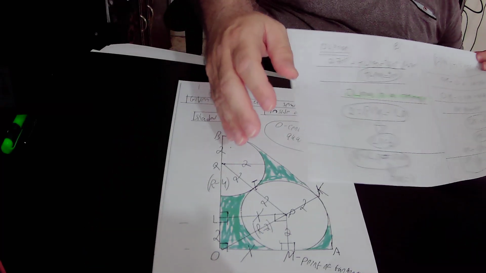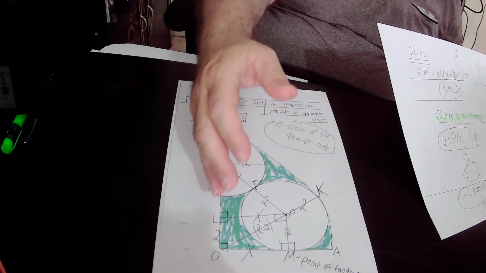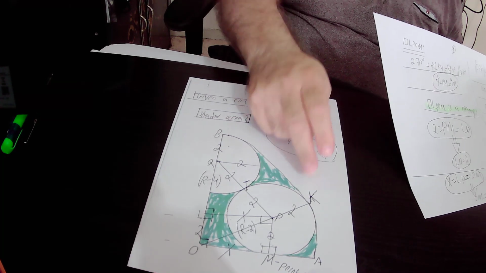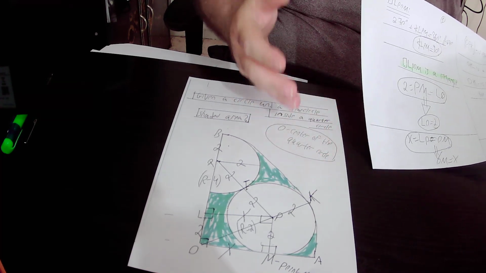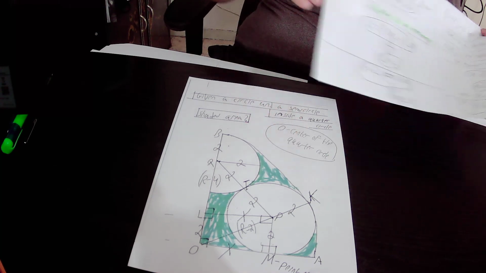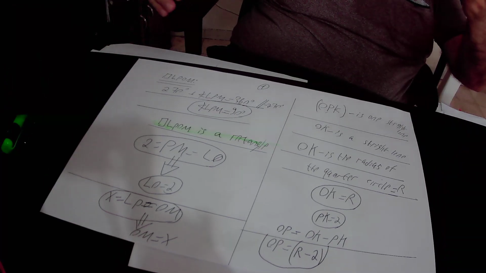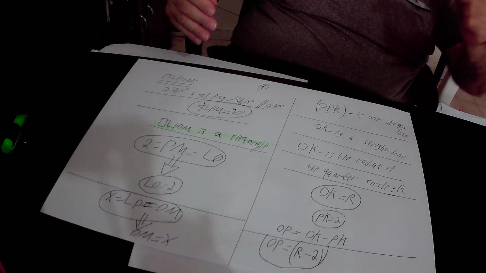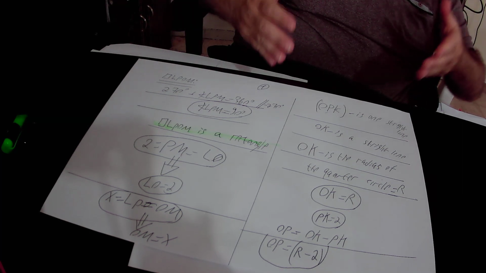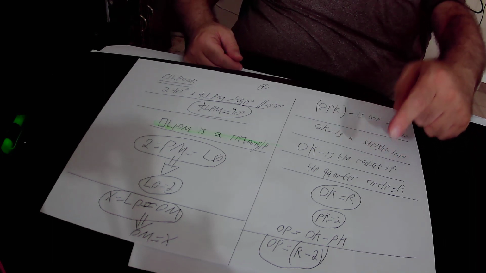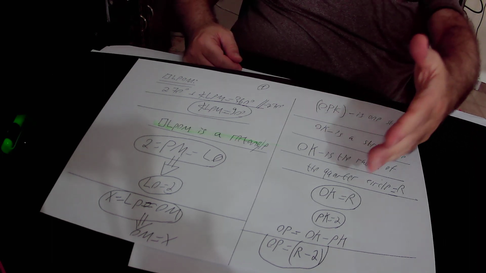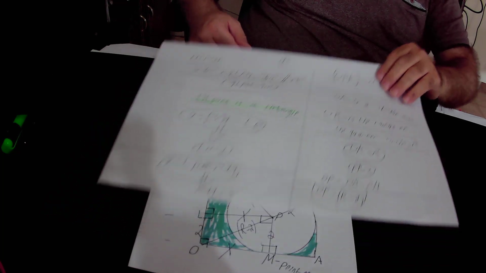But point O is the center of the quarter circle. Point K is the point of the quarter circle itself. That is exactly the definition of a radius. That is to say, OK is the radius of the quarter circle. So we define the radius of the quarter circle as capital R. Therefore, OK equals capital R according to our definition.